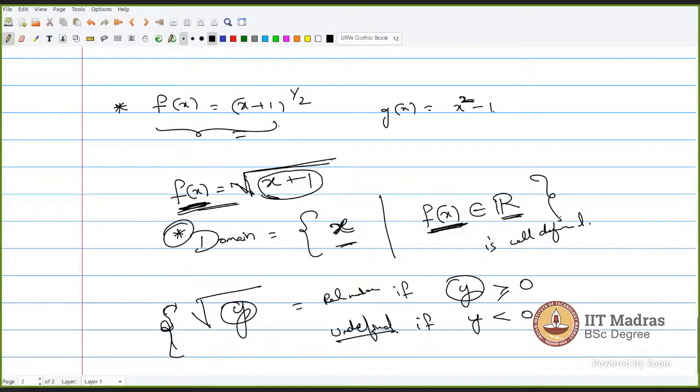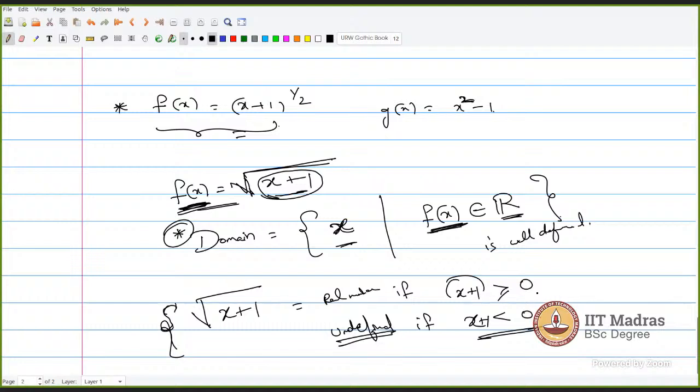Why are we saying this is undefined? Because it is going into the complex values. It is taking complex values if my y is less than 0. Now instead of y, we have x plus 1. I will just substitute x plus 1 in place of y. So if I substitute x plus 1 here, it will give me a real number if x plus 1 is greater than or equal to 0. It is undefined if x plus 1 is less than 0.